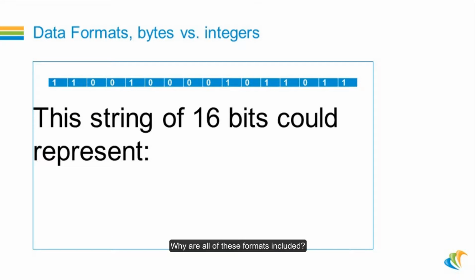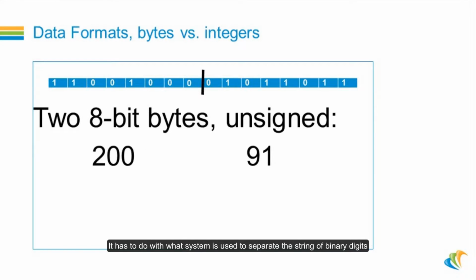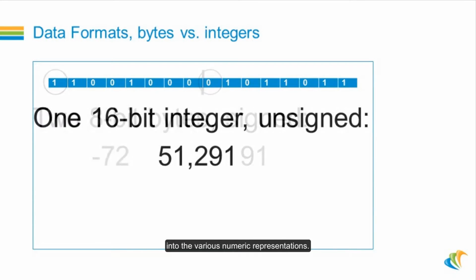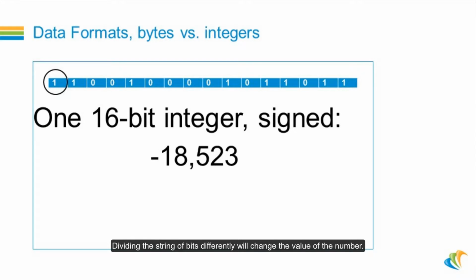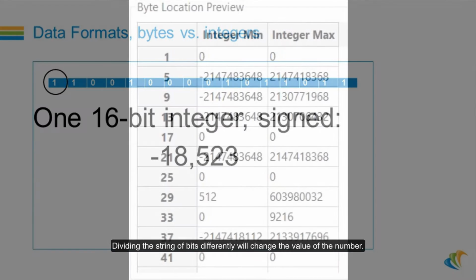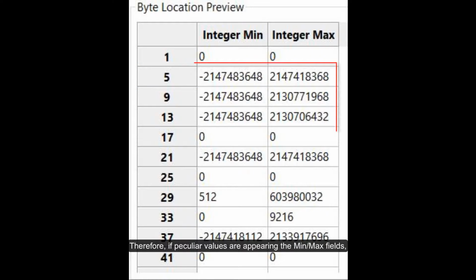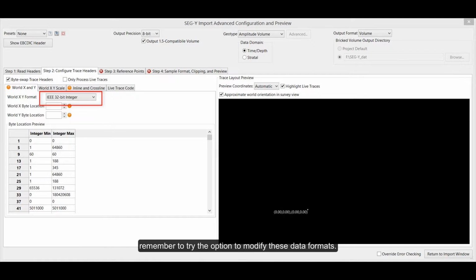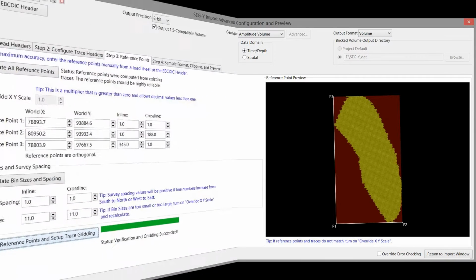Why are all of these formats included? It has to do with what system is used to separate the string of binary digits, also referred to as bits, into the various numeric representations. Dividing the string of bits differently will change the value of the number. Therefore, if peculiar values are appearing in the min-max fields, remember to try the option to modify these data formats.